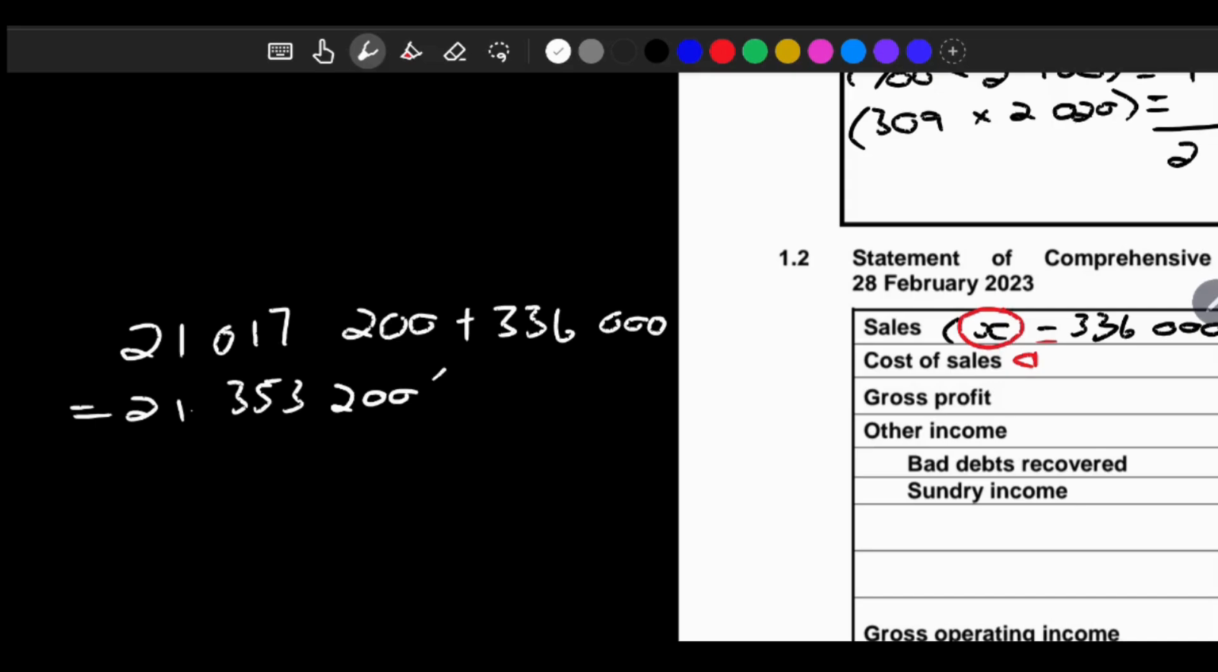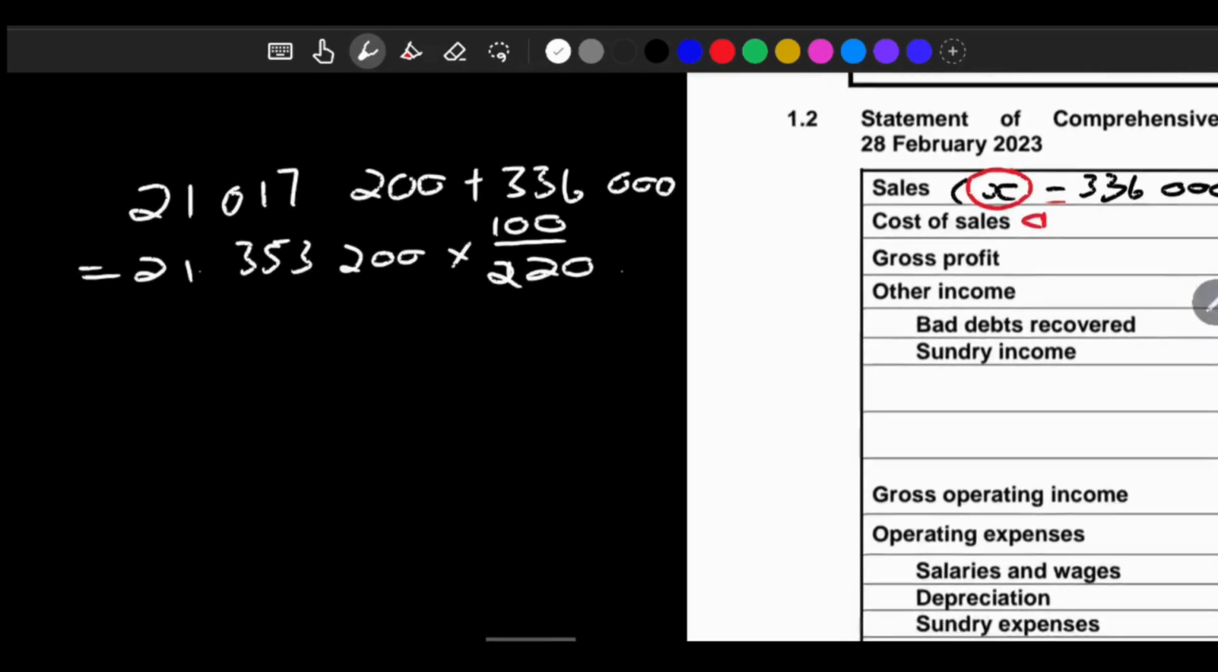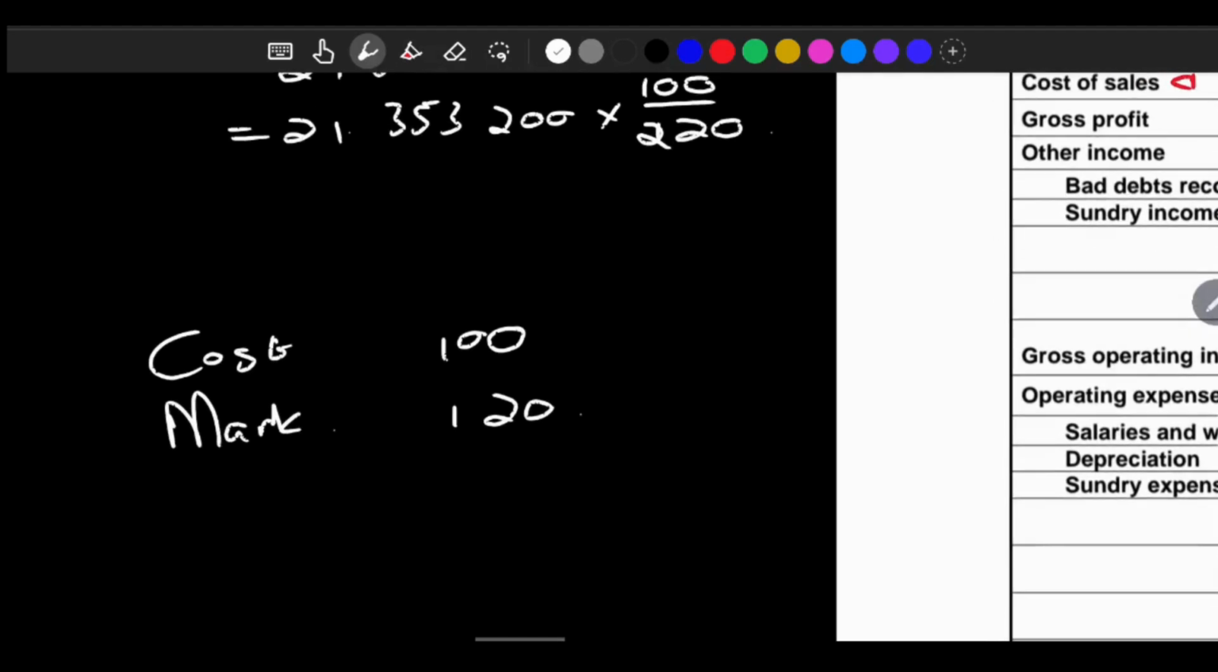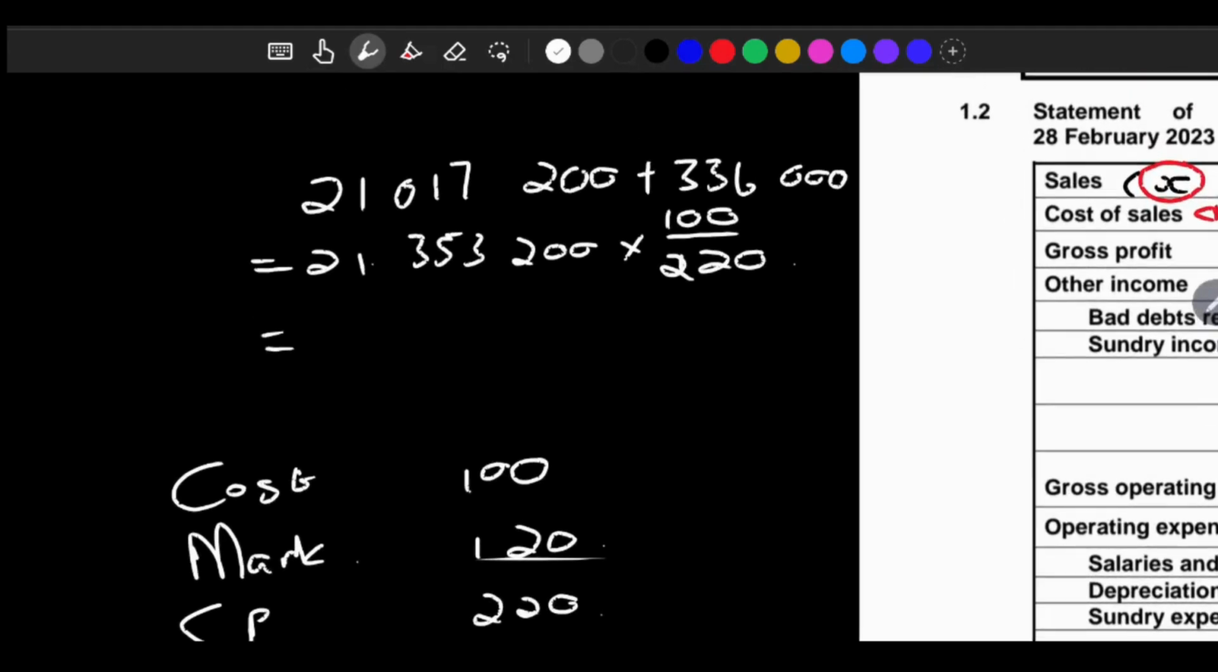21,353,200, and this we calculate the markup on, which is going to then be 100 over 220, right? Remember, also there's a video on this. Remember, markup is 120, cost is 100. Always, cost will always be 100, and therefore your selling price will then be your cost plus your markup, 220%, right?